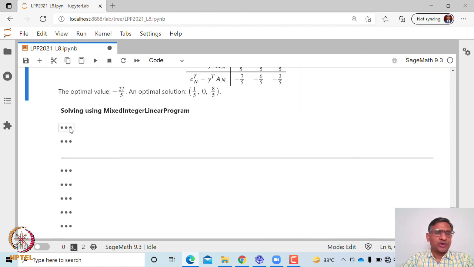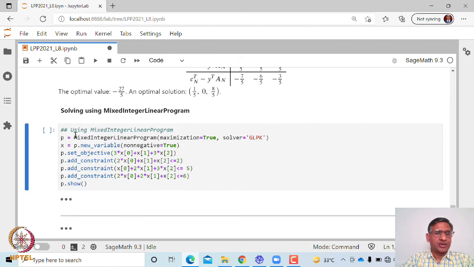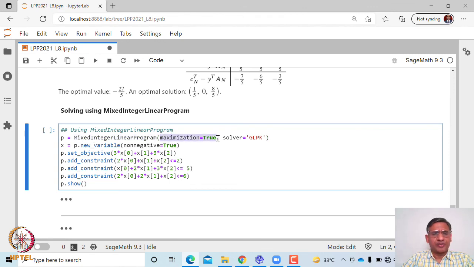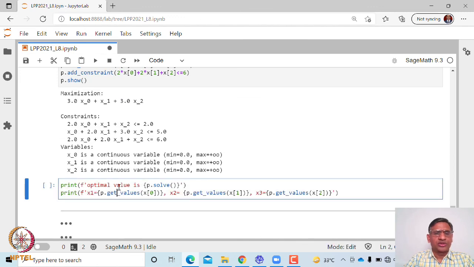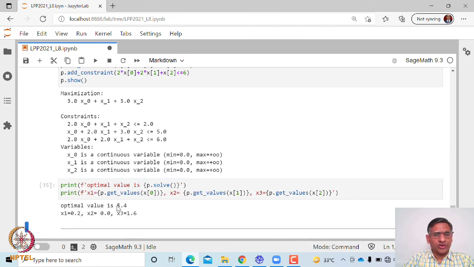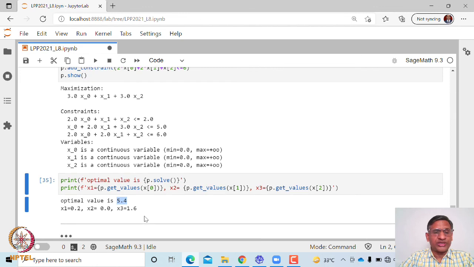Okay, now you can also solve the same problem using a mixed integer linear programming problem, and we have already explained this, so I'm not going to get into more detail. You define the problem, define the variables, then set the objective function, add all the constraints, ask it to show the problem, and then ask it to solve. When you solve this, it will give you the objective function value. So you can see here 27 by 5 is 5.4, and this occurs at x1 equal to 0.2, x2 equal to 0, x3 equal to 1.6.